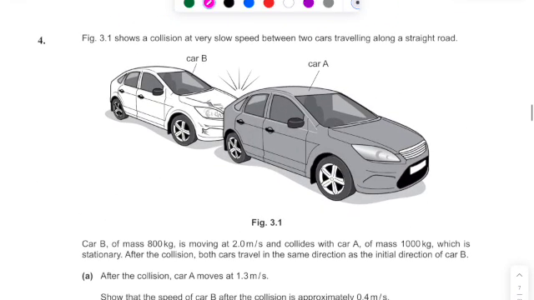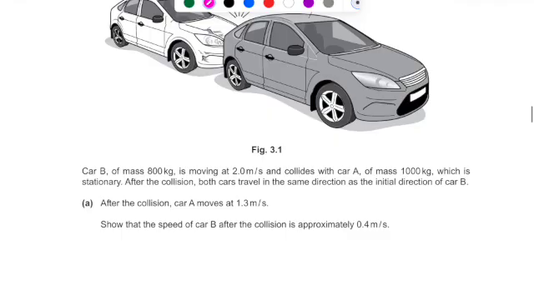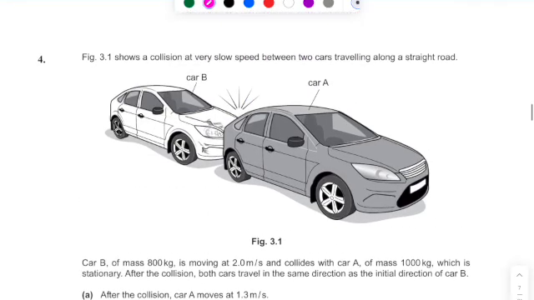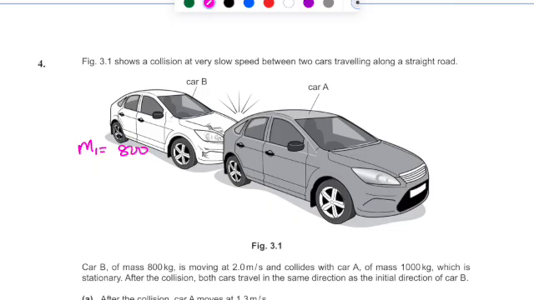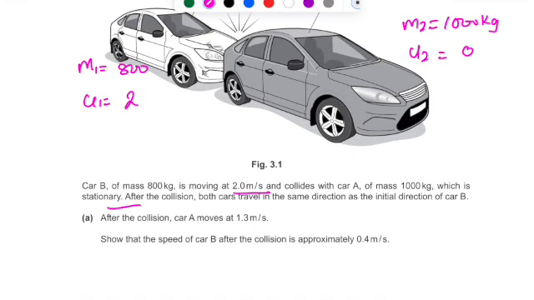Question number 4. This shows a collision at a slow speed between two cars traveling along a straight line. Car B has a mass of 800 kg, so let this be M1. M1 equals 800, and it is moving with a speed of 2 meters per second, so U1 equals 2. It collides with car A, mass M2 is 1000 kg, which is stationary, so U2 equals 0. After the collision, both the cars travel in the same direction, the initial direction of B. So after the collision, car A moves with 1.3, so V2 equals 1.3. So what is going to be V1?